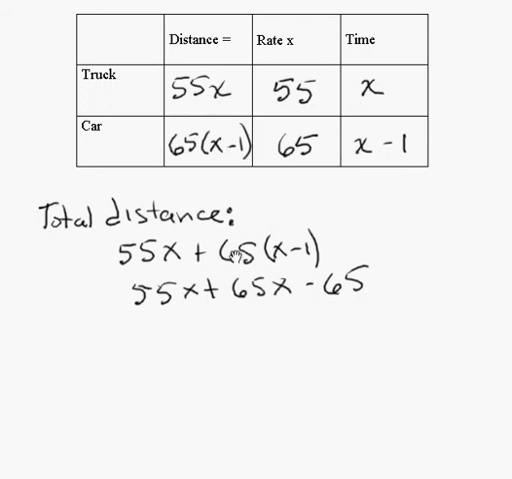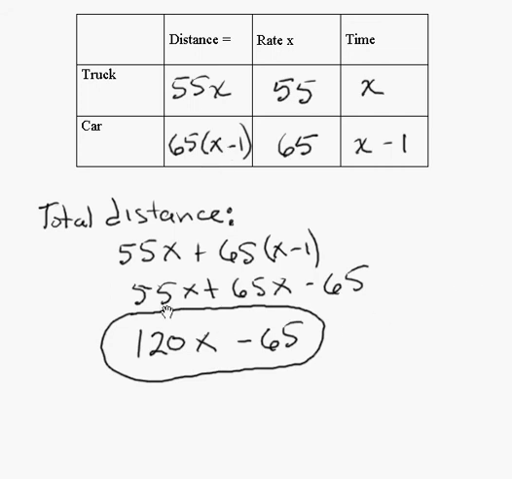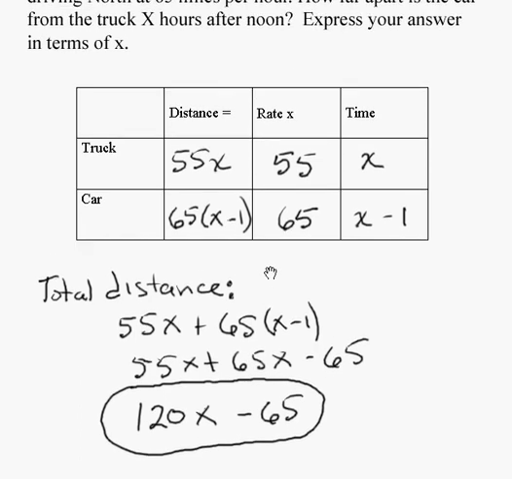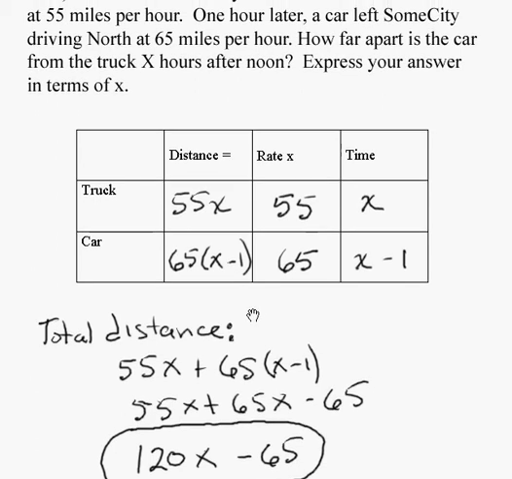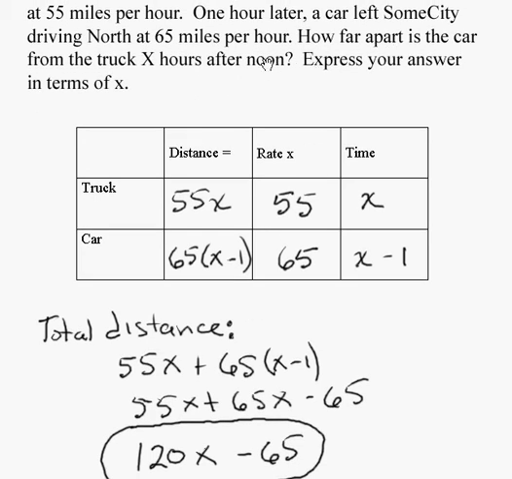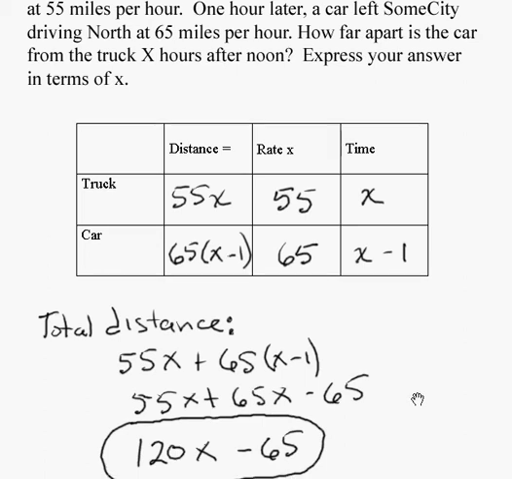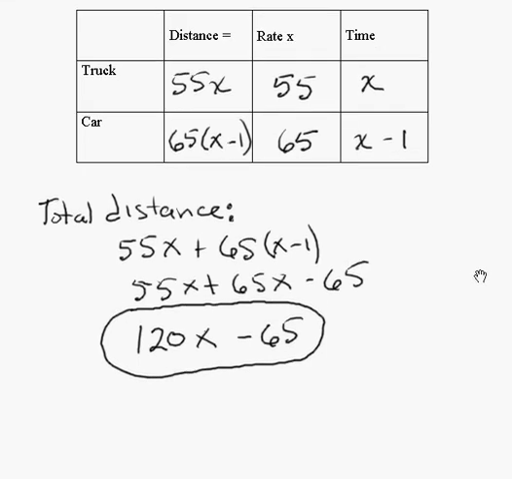And let's distribute out the 65. So that's 65x minus 65. Collect my like terms. 55x plus 65x is 120x minus the 65. I'm going to come back for a moment and make sure I answered the question. It says, how far apart is it x hours afternoon, express your answer in terms of x. Well, that's my representation, 120x minus 65. My answer is in terms of x. So we'll leave our distance problem at that.